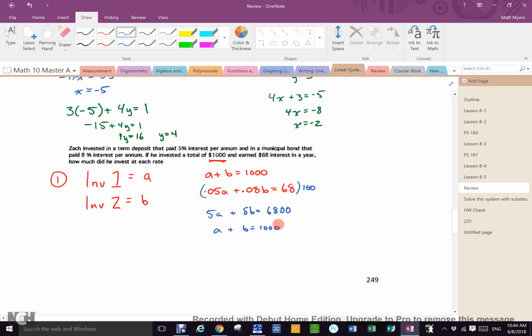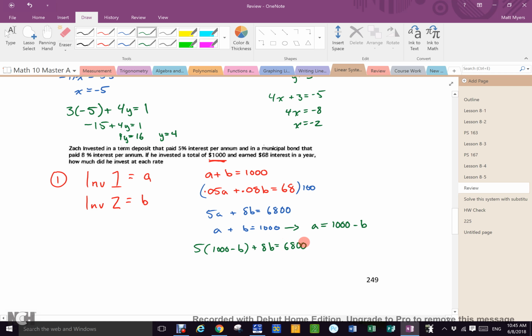There is my system. Can I use elimination right now? No, I would have to multiply 1. Can I use substitution right now? Yeah. Kind of. I would have to manipulate 1. So no matter which one I choose, I have to do an extra step here, correct? I've just finished elimination. Is it okay if I go back to substitution? So if I was substituting here, I would say A equaled 1,000 minus B. If that's what A is, and there's an A, I can write 5 times 1,000 minus B plus 8B equals 6,800.